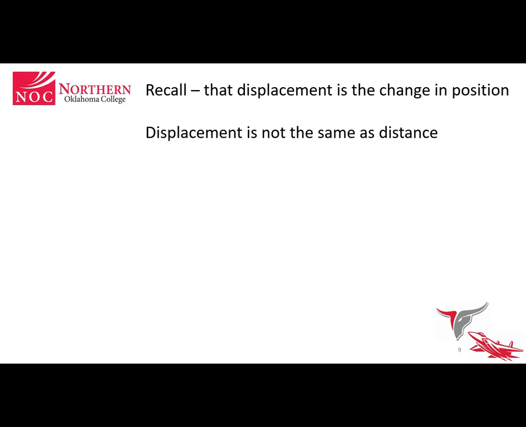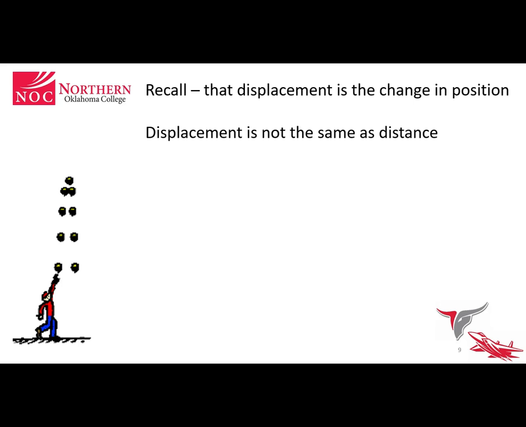So displacement is the change in position, where I start and where I finish. Displacement is not the same thing as distance. So let's talk about that tossing of the ball. All right, I toss the ball up and I catch it. Its displacement is 0. The ball is right where I had it in my hand, right where I started.